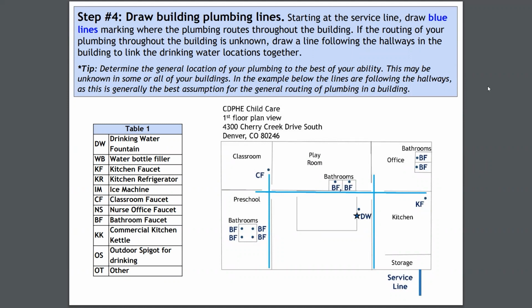Moving on to step 4, once you've identified all of your drinking water sources with their appropriate codes on your floor plan, we ask that you try your best to draw the general plumbing lines on your floor plan. Now you may know these, or they may be on your floor plan, which is great. If you don't know how the plumbing goes through your building, just try to the best of your ability to visualize how that water is flowing and draw on your floor plan. So in this situation, we didn't know how the plumbing was going through the building, so we followed the hallway walls, and that's how we draw these blue lines. And in general, plumbing will follow the walls in your building.